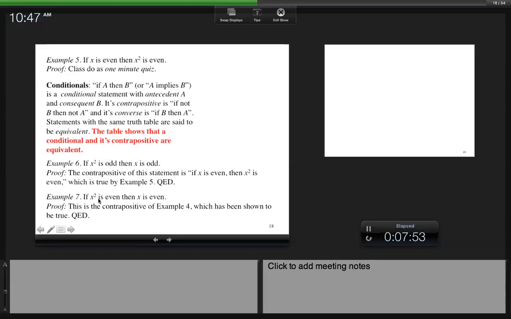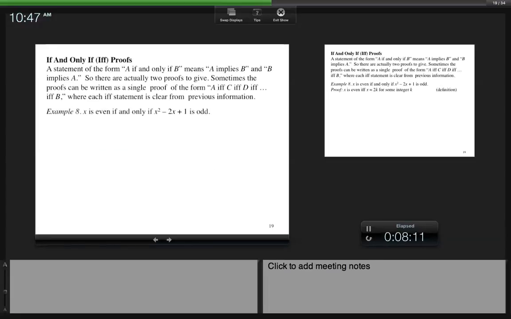So it might be hard for you to start off with the antecedent. So let's say you take the contrapositive and ask, can I prove that contrapositive statement? It's easier.